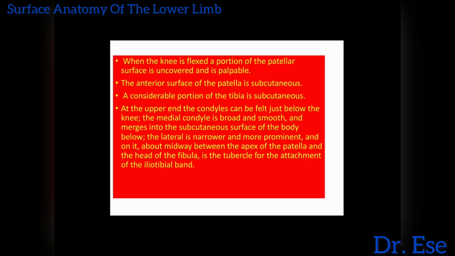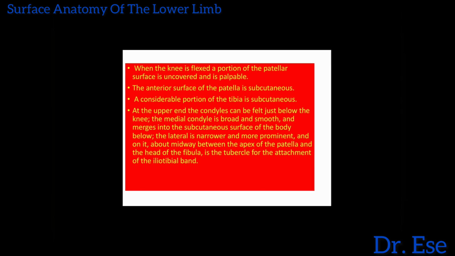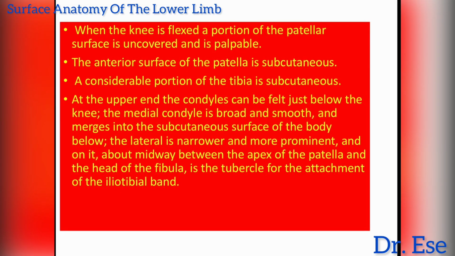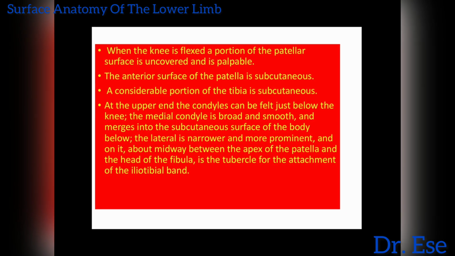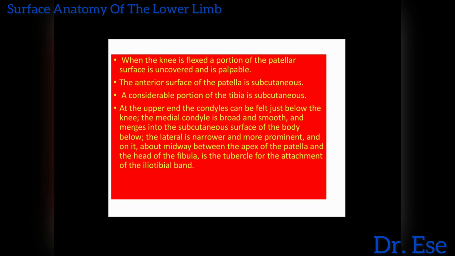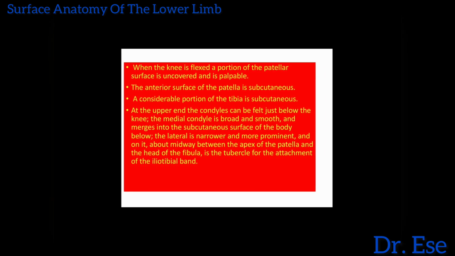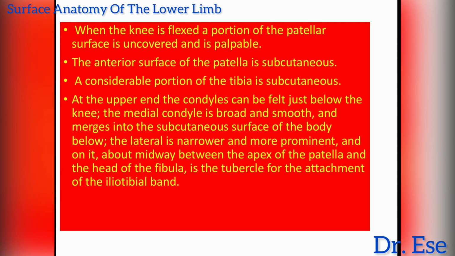Now the knee. When the knee is flexed, a portion of the patellar surface is uncovered and is palpable. The anterior surface of the patella is subcutaneous, and a considerable portion of the tibia is subcutaneous as well. At the upper end, the condyles can be felt just below the knee. The medial condyle is broad and smooth, and it merges into the subcutaneous surface of the body below. The lateral is narrower and more prominent, and on it, about midway between the apex of the patella and the head of the fibula, is the tubercle for the attachment of the iliotibial band.